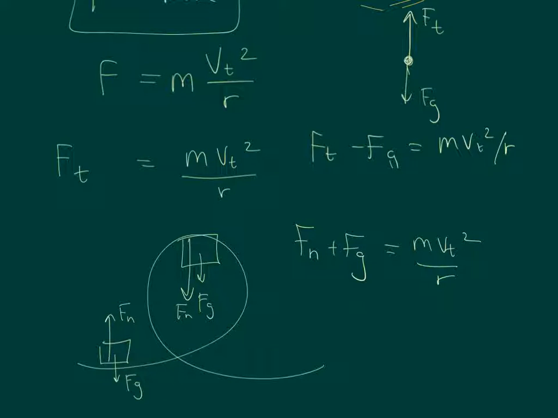In the case where the roller coaster is at the bottom, we've got gravity pulling down and the normal force pushing up. So normal force is acting toward the center. This is at the bottom now, right down here. Gravity is pulling away from the center. And that again would equal mv_t squared over r. So depending upon the scenario that you have, we can see here that the formula itself changes.